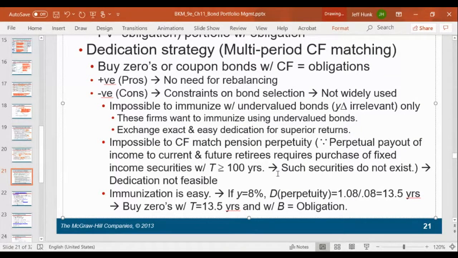Because such securities do not exist, right? So dedication is not feasible, right? Think about it. Currently the longest maturity treasury or corporate years, right? So finding a fixed income security which pays out for longer than 100 years. 100 years ago, there were bonds like that, especially war bonds, when there was a war in the 19th century, Russia, France, Prussia, before Germany, and Austria, when they were all at war, they sold bonds. Russia as well sold war bonds that had like 100-year maturity. Not anymore, nothing like that.